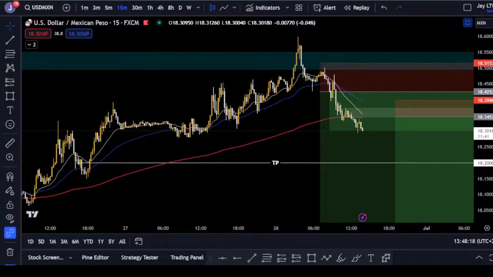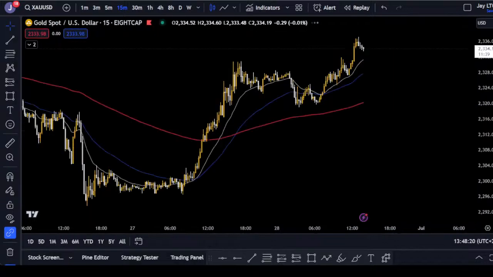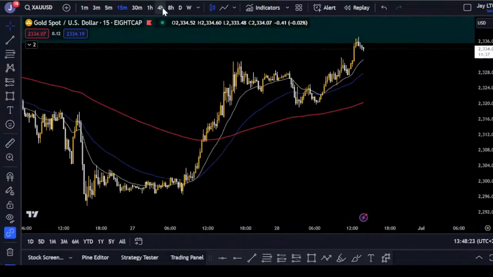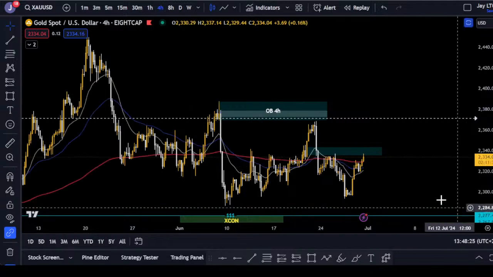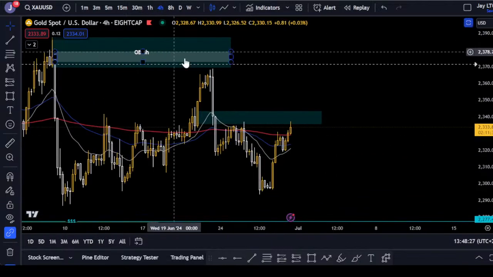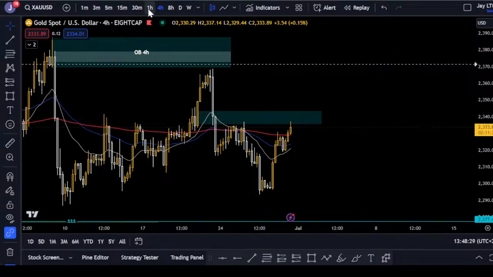For this brief moment, let's look at gold. Gold has hit something very interesting, and that is this order block that we got up here. I'm going to zoom in on this a little bit.